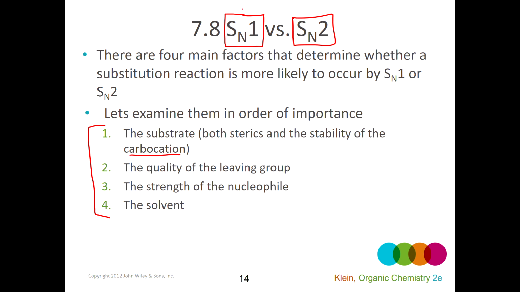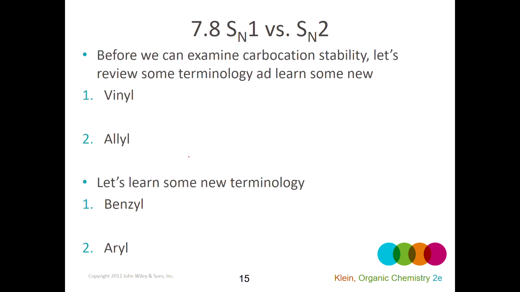possibility of an SN1 requires that we form a carbocation. So whether or not that can occur will depend a lot on the stability of the carbocation that's created. And there's a couple types of carbocations that we haven't really seen yet, so we want to look at them in detail. And that requires a couple new terms to be introduced.